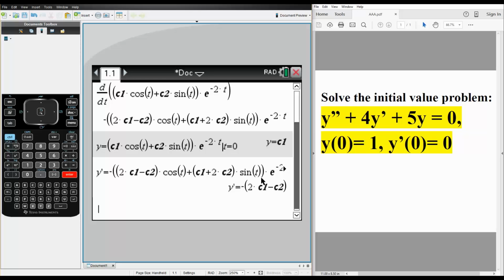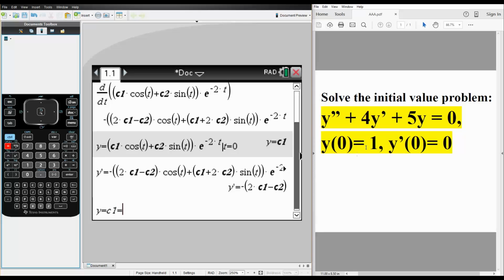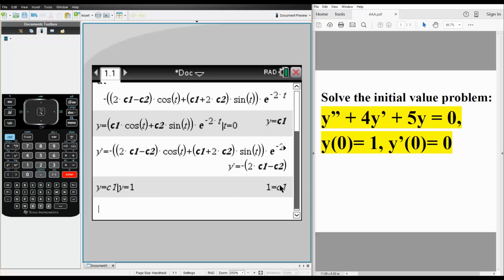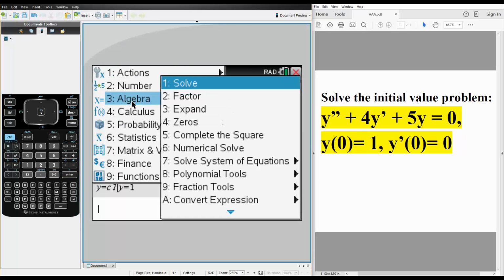And so the next thing we want to do is say that y is equal to c1, right? And that y itself is equal to 1. So we say y is equal to 1. Therefore, c1 is equal to 1. And now we want to solve for c2. So we can do menu, algebra, solve.